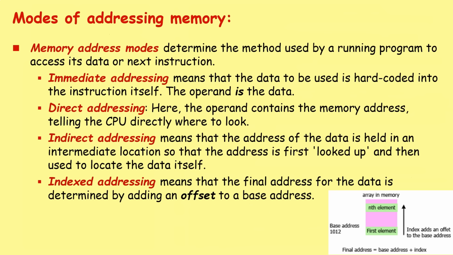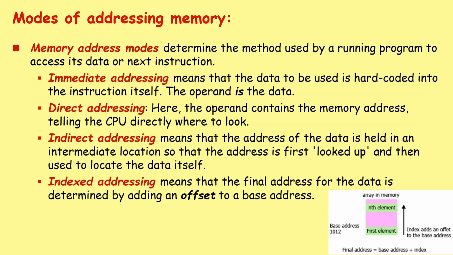Modes of addressing memory. Memory address modes determine the method used by a running program to access its data or the next instruction. If you're programming in a high-level language, then you don't really have to worry about this. But if you're programming, for example, in assembler, then you do have control over which addressing mode you use. The ones we need to know about are immediate addressing, which means that the data to be used is hard-coded into the instruction itself. The operand is the data.